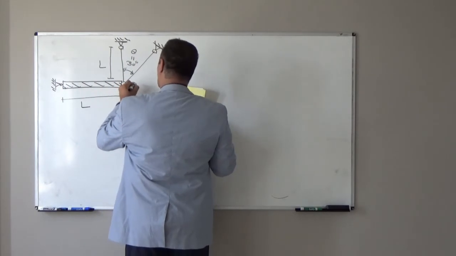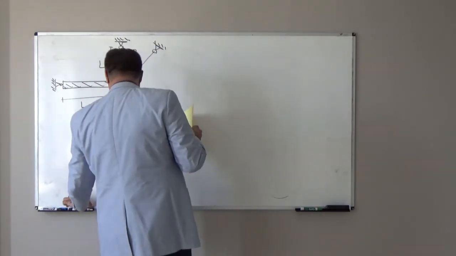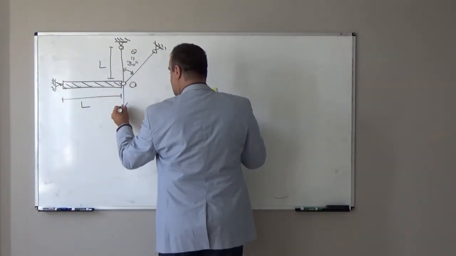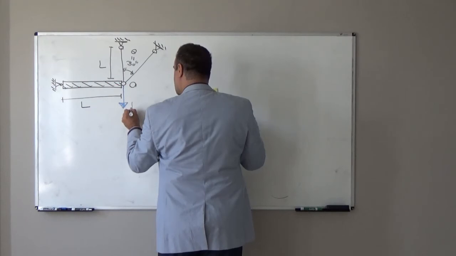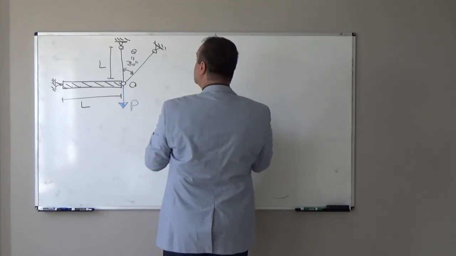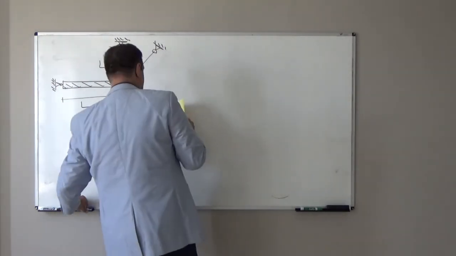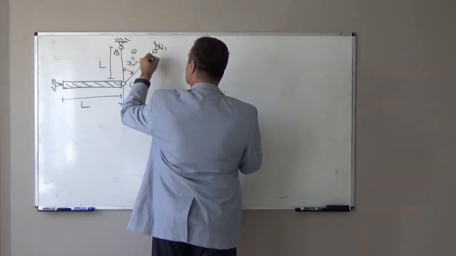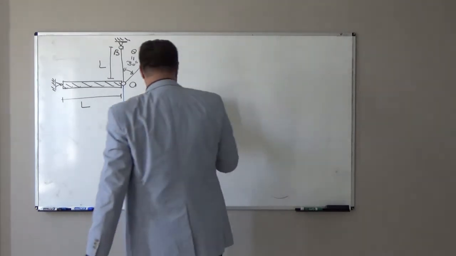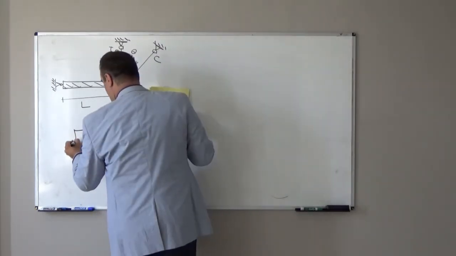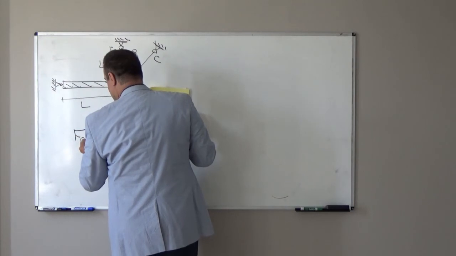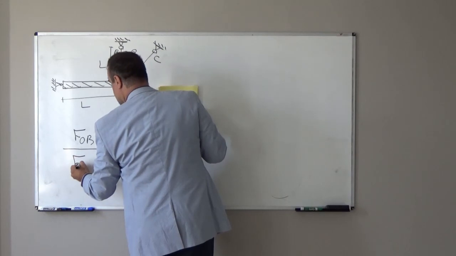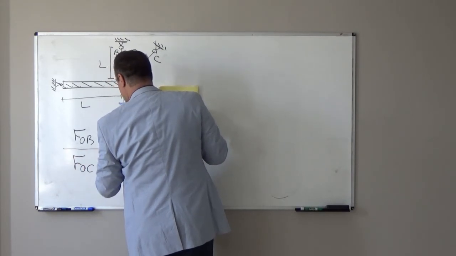This is point O. At point O we apply an external load. The magnitude of the external load is known, equal to P. So this is O, point B, point C. We want to find the ratio of force in OB divided by force in OC.